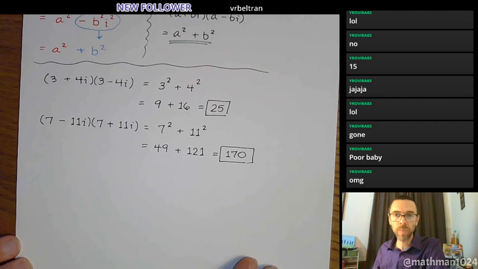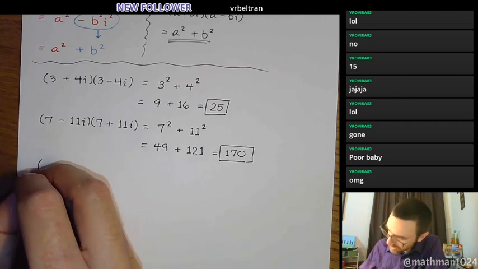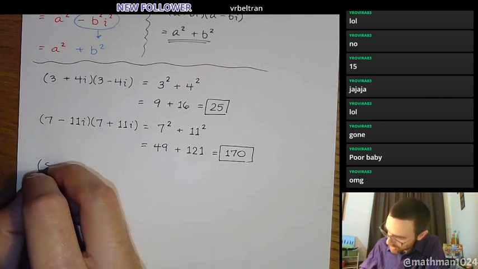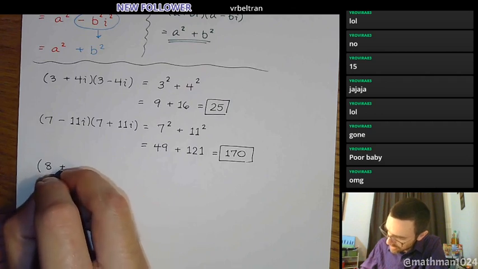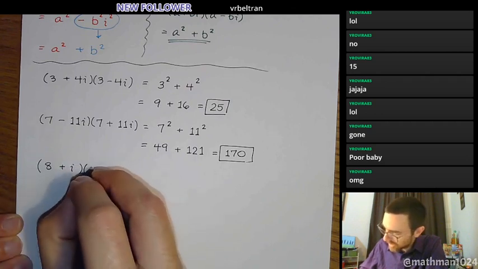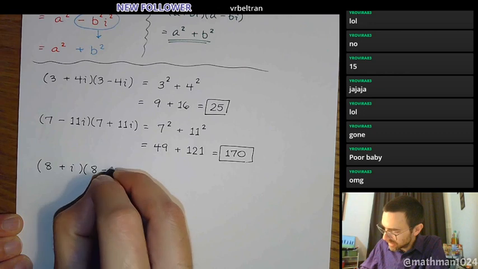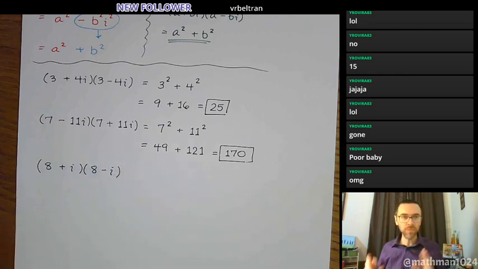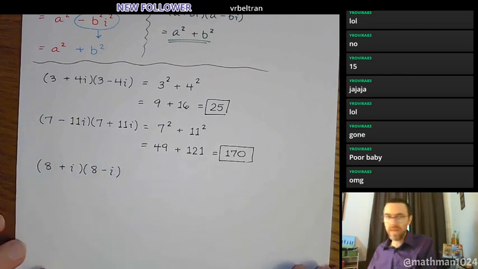Okay? Now this is where students can easily get tricked. If I say 8 plus i times 8 minus i, something always bad happens here.